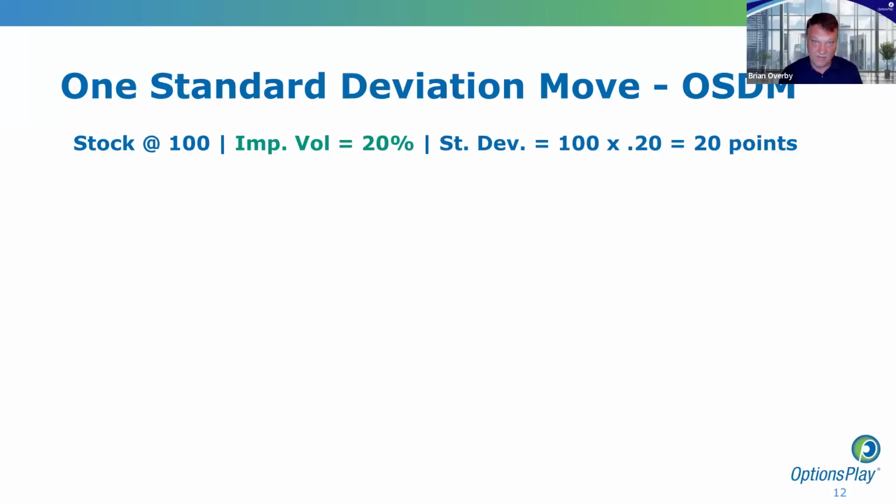Now, once I figure it out, how does that benefit me? How can I use this information to trade? And the answer is a 1 standard deviation move. Once I figure that out, I can then calculate what is considered a 1 standard deviation move.